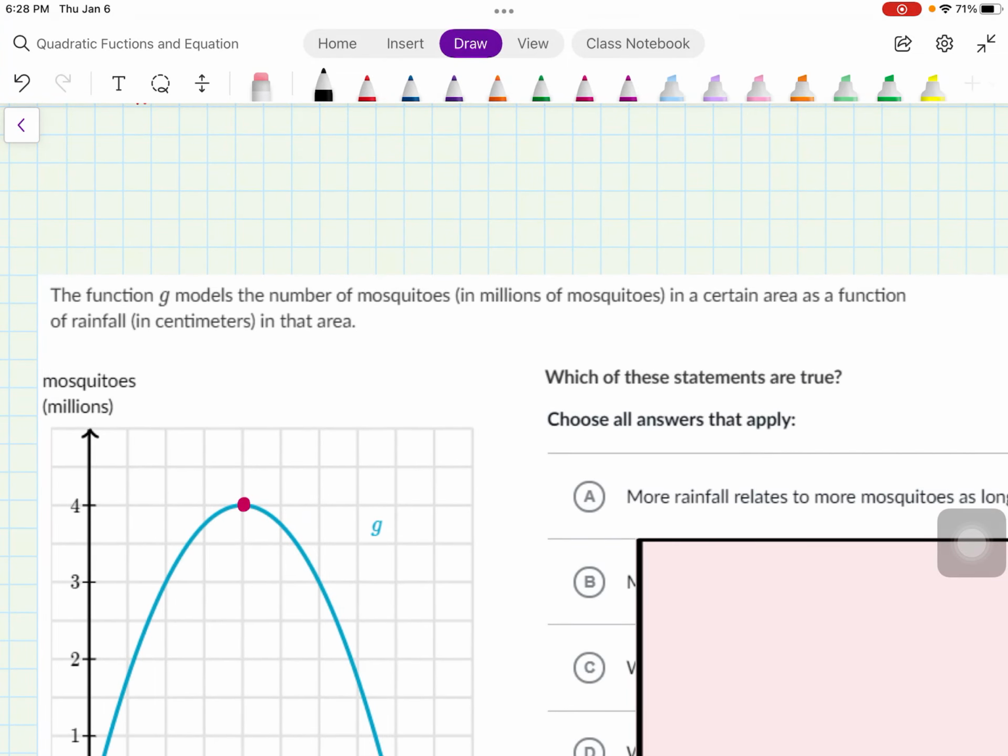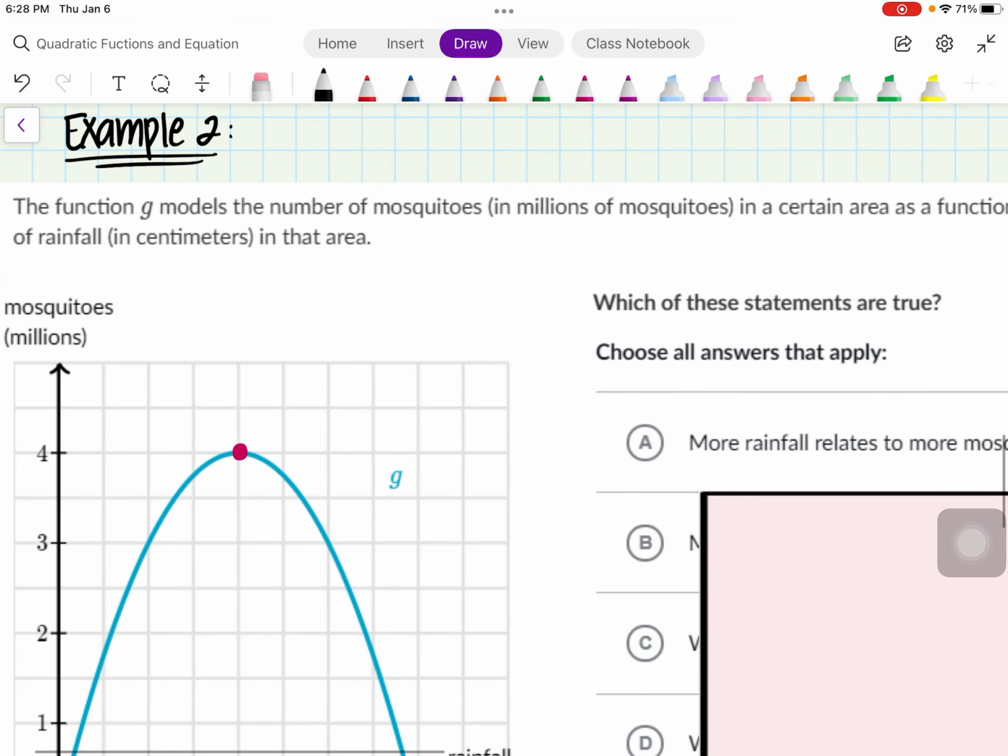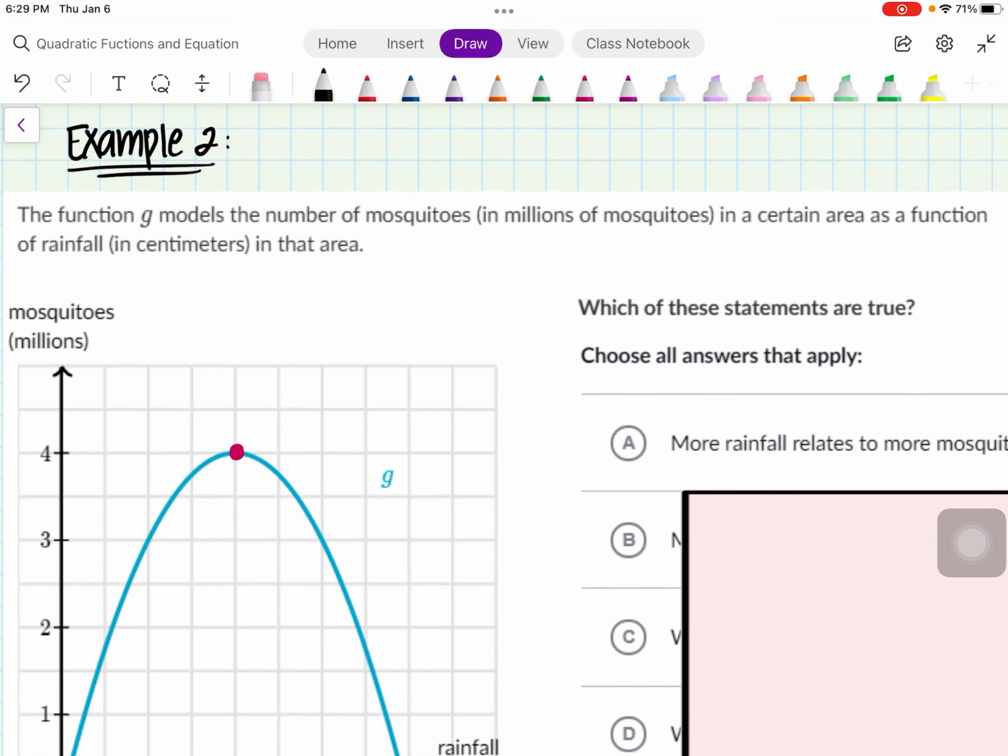All right, you guys, so let's go ahead and take a look here at example 2. This is our example 2. And this is an example from Khan Academy, guys. It says a function g is modeled by the number of mosquitoes in millions of mosquitoes in a certain area as a function of rainfall in centimeters in that area.